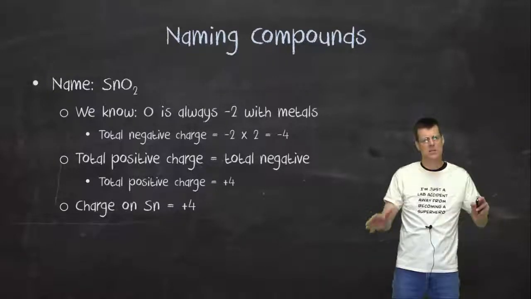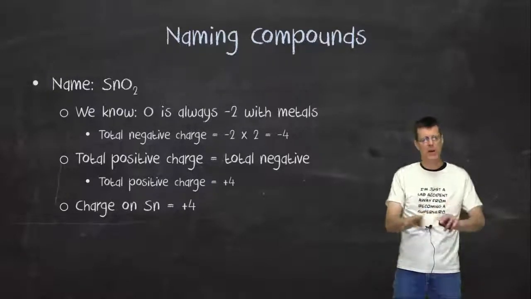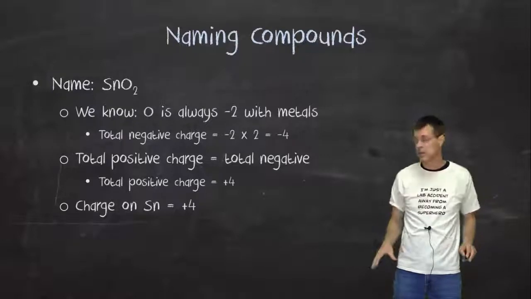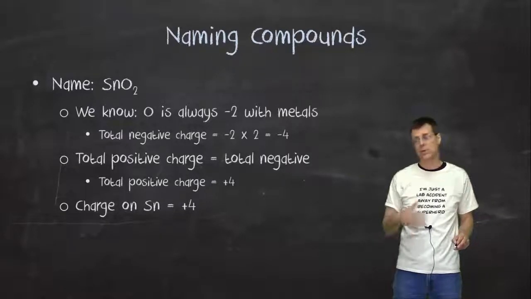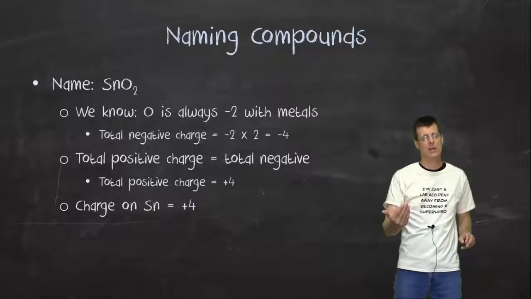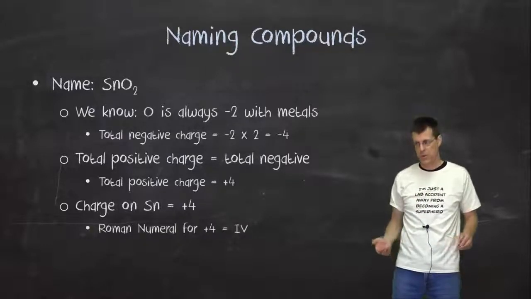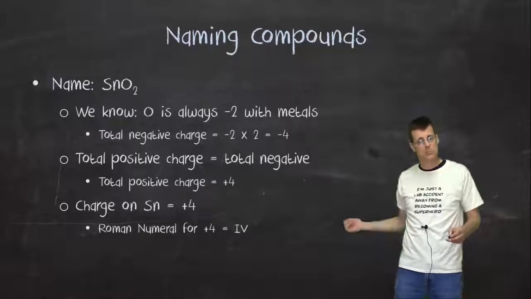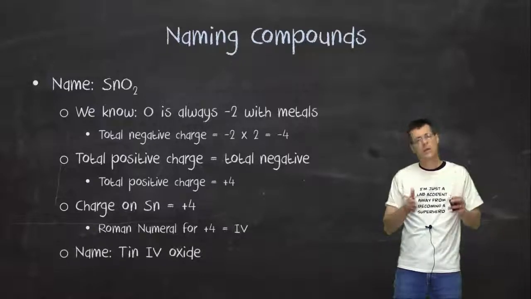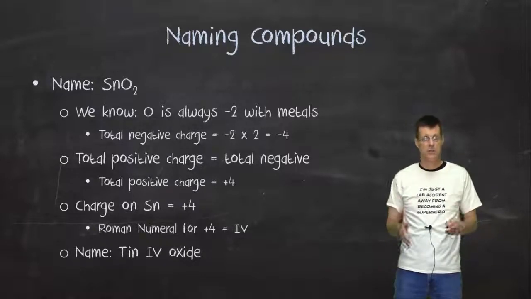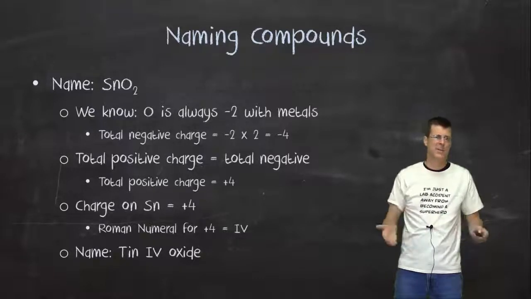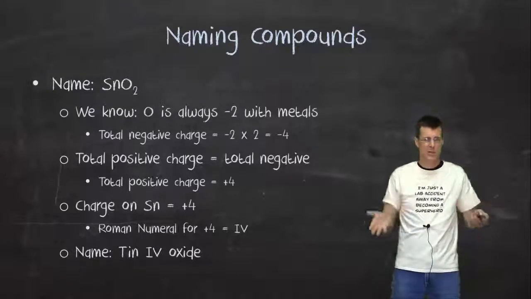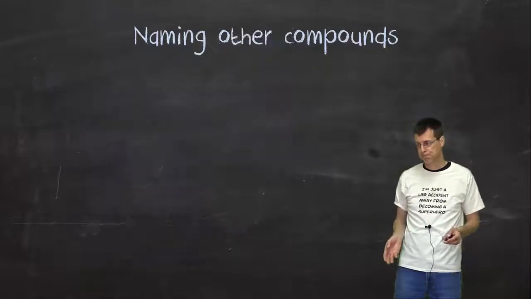In some cases that +4 will be a total divided up between multiple atoms, but in this case I only ever see one atom of tin, so it is the entirety of the +4. The Roman numeral for 4 is IV, so my name becomes tin 4 oxide. It looks like a lot going on, but hopefully you'll see that it is a certain amount of logic, a certain amount of, well, that just makes sense.